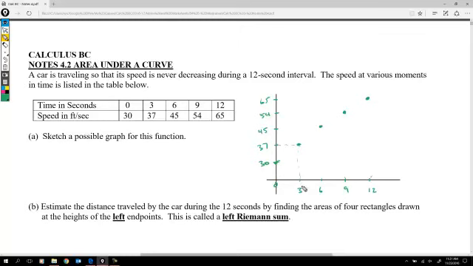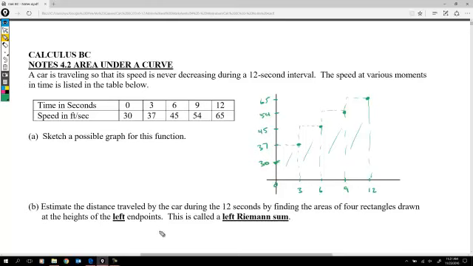And then same thing here between 3 and 6, I'm going to use the rightmost point, so 45. And then 54. And then 65. Right, so notice which one got left off this time. I didn't use the leftmost point. I didn't use 30 as the height of any of my rectangles. And so I should get a bigger estimate here.